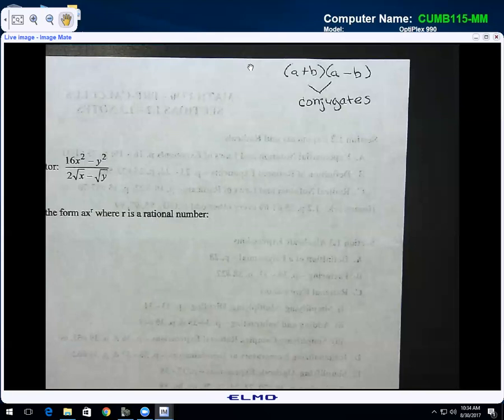Here's a sentence that you can use to pick up nerds at a party. To rationalize the denominator of a radical expression, you multiply both numerator and the denominator by the conjugate of the denominator. Say that to somebody with a pocket protector and they're going home with you.